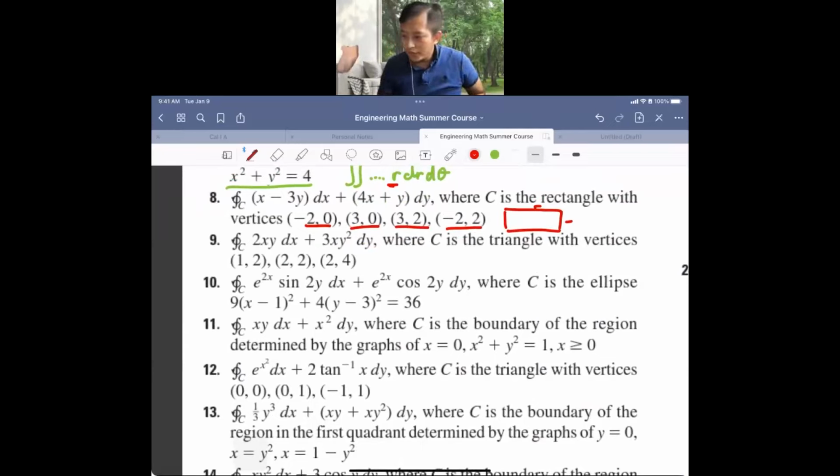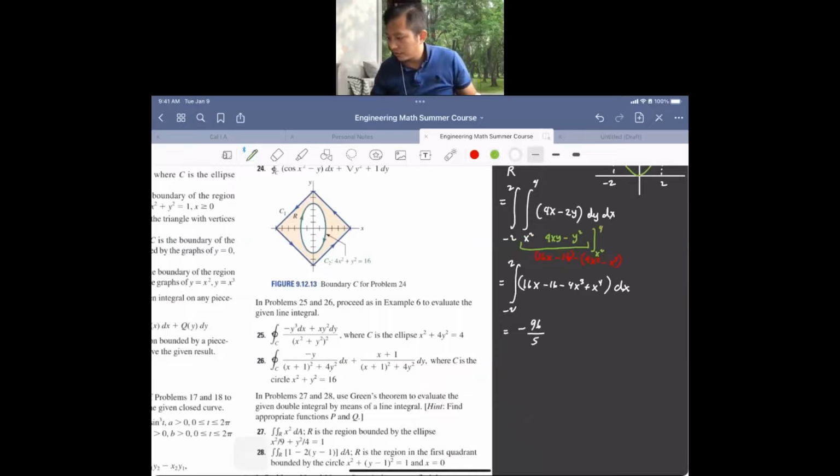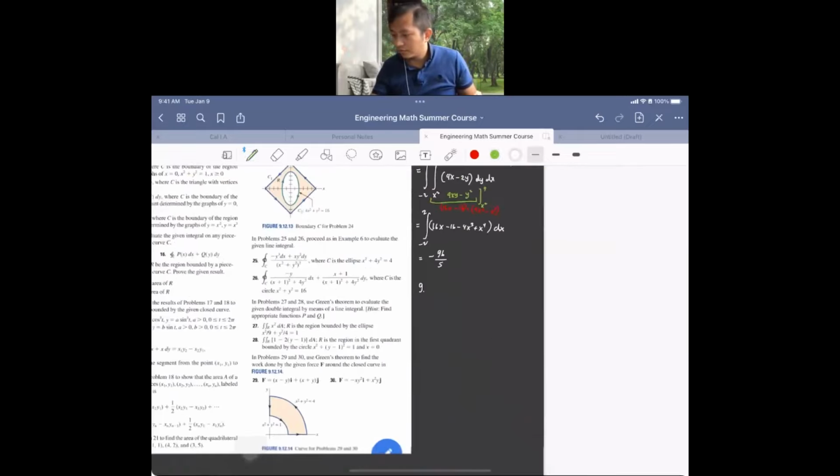And then number 9, the triangle. However, for the triangle, you have to be careful. If you have the rectangle, you could just multiply the sides with the constant. But for a triangle, you will have some line equation for the side, for the diagonal. Maybe we could start to try number 9, to look at what we have.